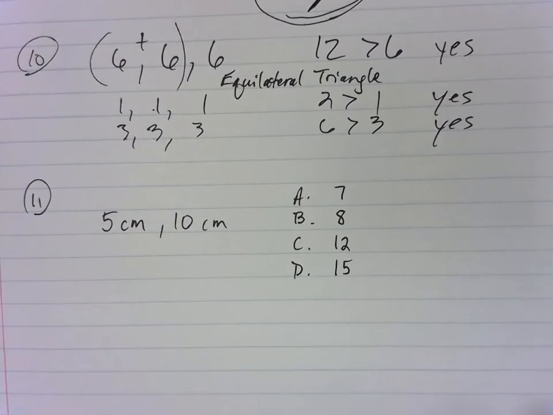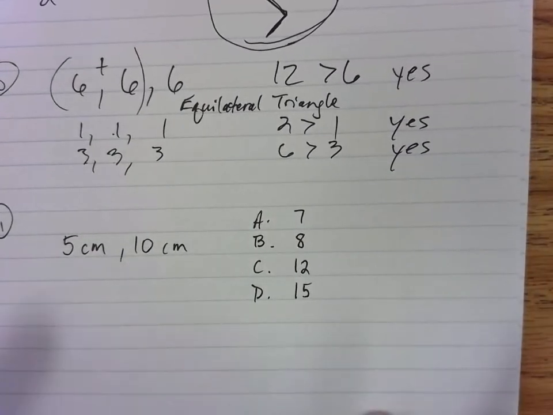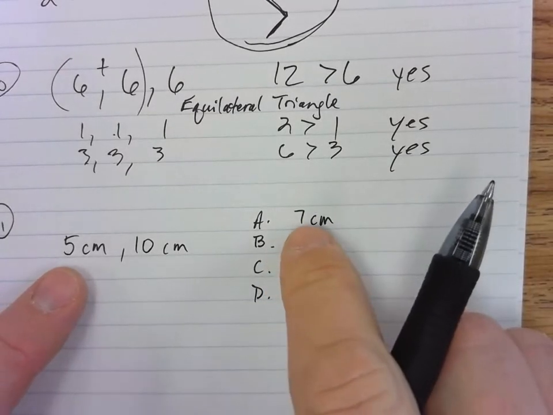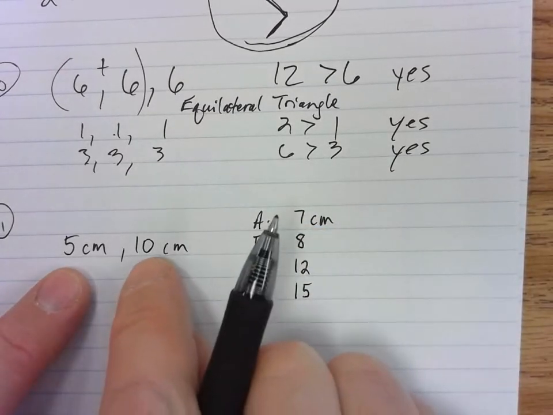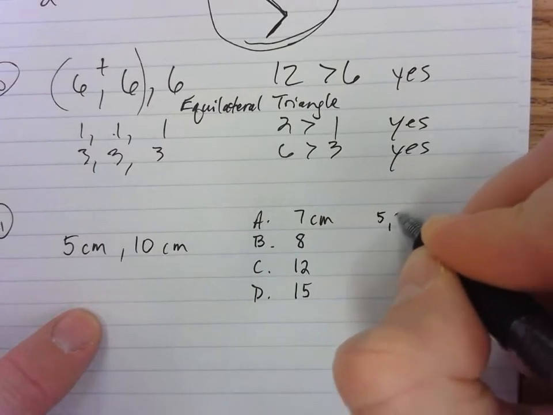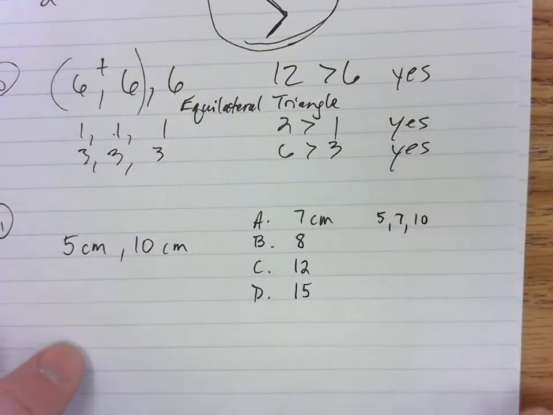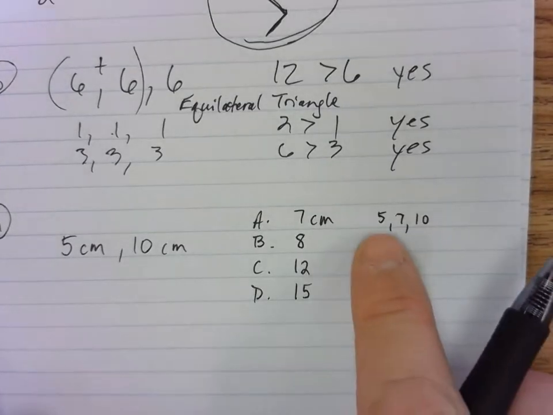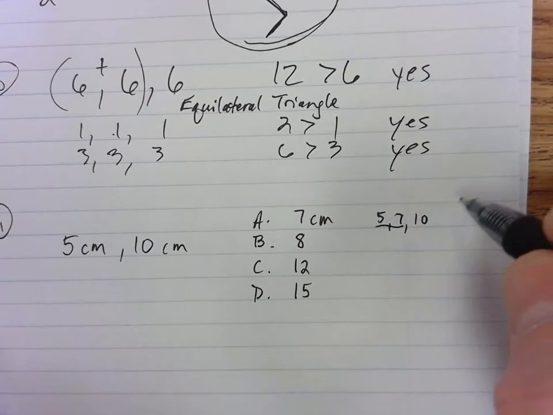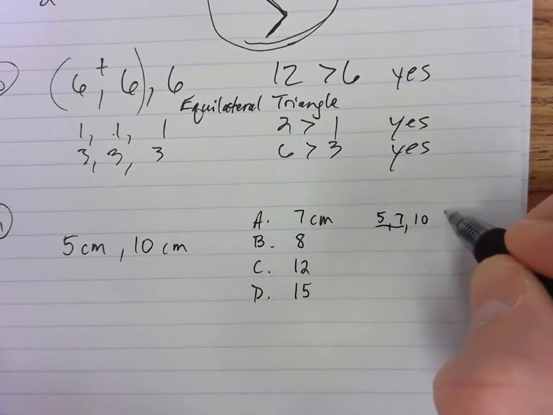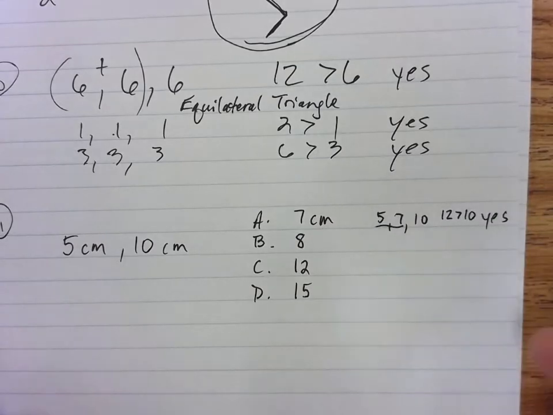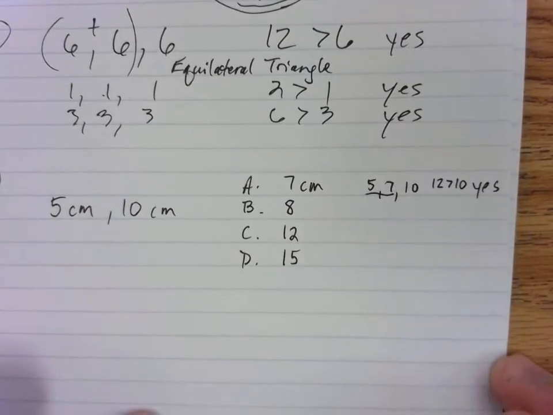All right, so here's how it works. If you've got a 5 and a 7, those are your two smaller sides, because 10 would be the longest out of that bunch. So I'm going to write them over here: 5, 7, and 10. Add up the two smaller ones, 5 plus 7. That's 12, right? Is 12 greater than 10? Yep. So that one's going to work, and that's going to make a triangle.